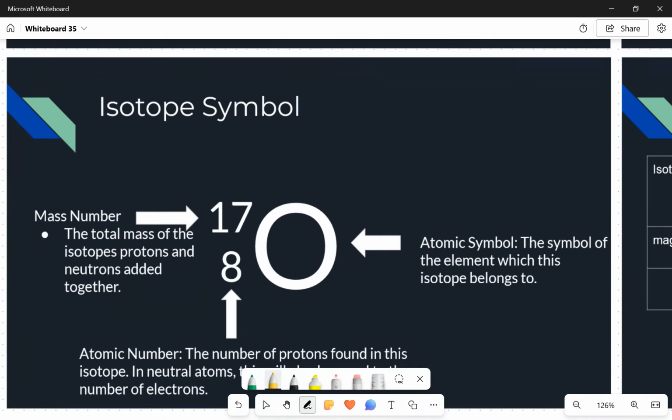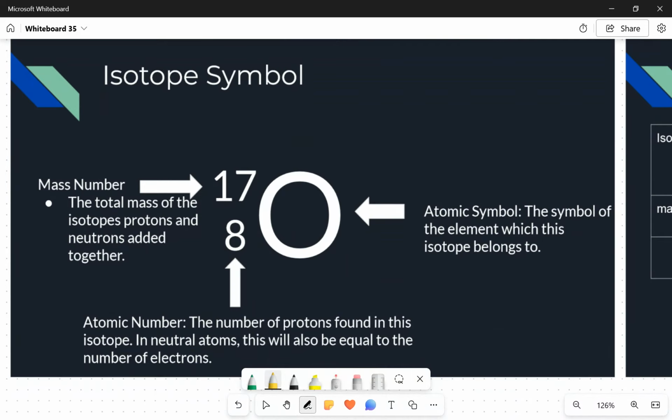Now, in addition to an isotope name, we also have what's called an isotope symbol. And this is a way to write this down and use it when you're talking about a chemical equation or something along those lines. So the way that it works is it's similar to an atomic symbol. Here in my example, I'm talking about oxygen. You can see the isotope symbol has the atomic symbol right there. The atomic symbol for oxygen is O, but in addition to the atomic symbol, we have a couple other pieces of information right here and right here.